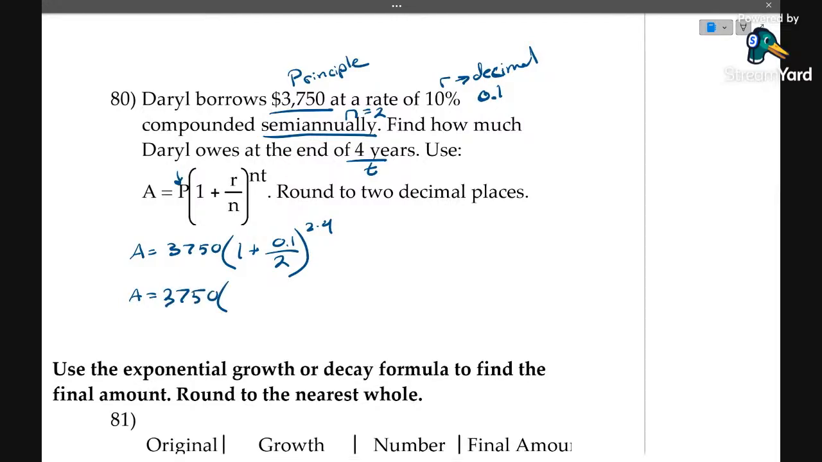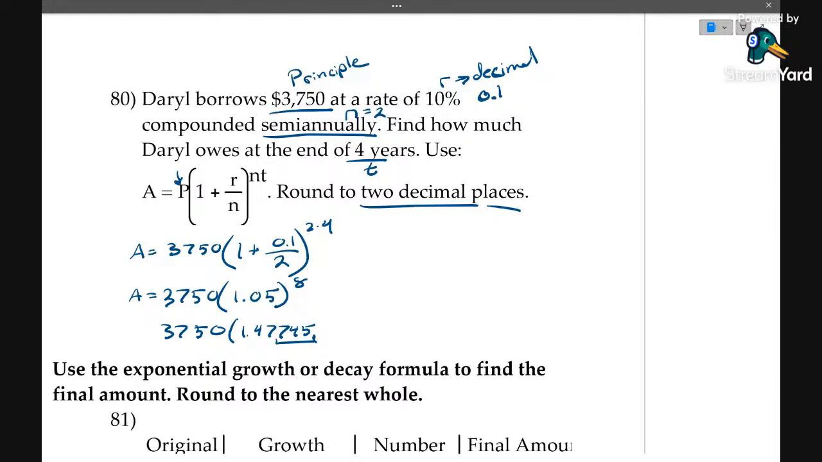So 1 plus the 0.1 divided by 2 gives me 1.05. And then 2 times 4 gives me 8. I'll do the 1.05 to the 8th power. That's going to give me a big long decimal. And we're going to end up rounding, but do not round until the end. We want to round to 2 decimal places, so it's a good idea to keep 2 or 3 decimals more than what your final answer would be.